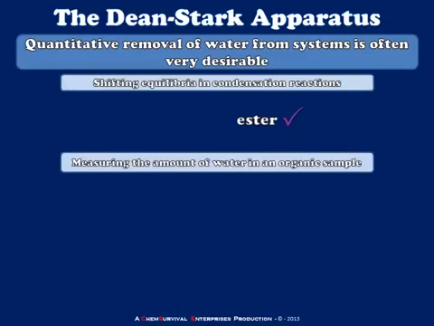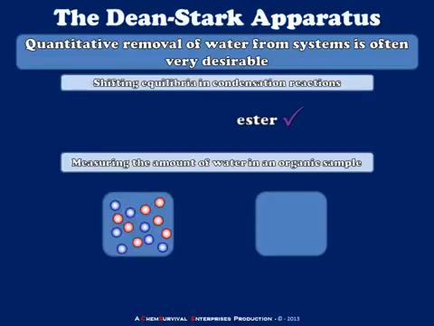Another example of when we might want to remove all the water from a sample would be in order to quantify the amount of water contained therein. So if we have a mixture of water and organic materials, and we have a technique which allows us to selectively transfer the water to another container, we can then measure the amount of water which was in the organic sample. These are just two examples of why we want to be able to isolate water from organics very quickly and efficiently. And one technique which is available for this is the Dean Stark apparatus.